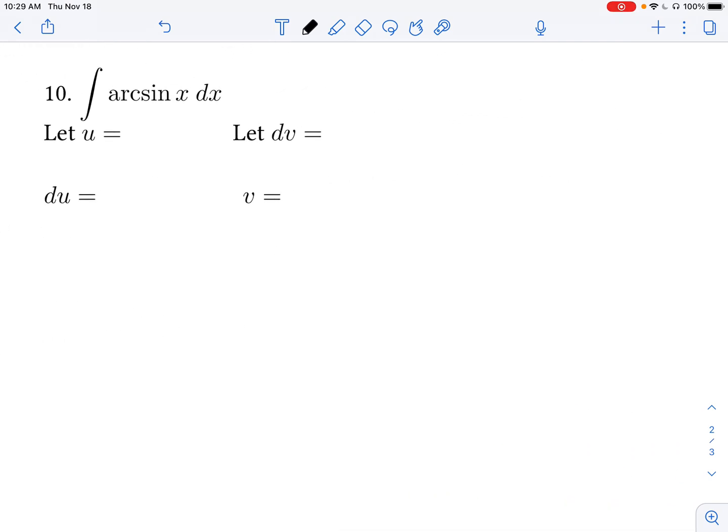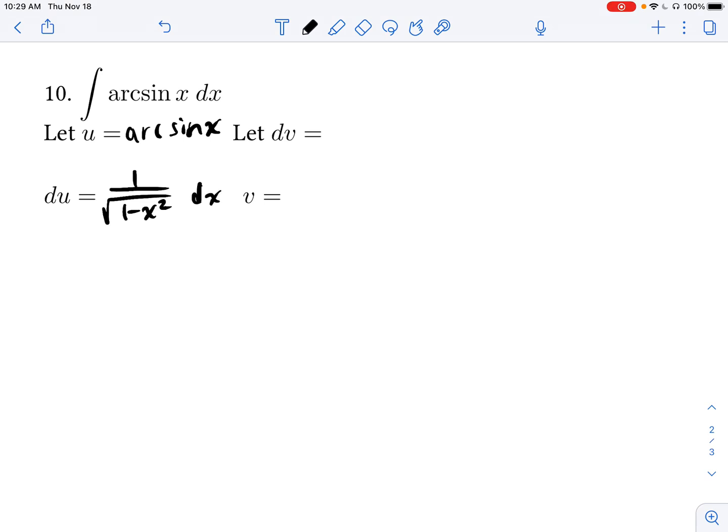Pause and think about this one. Which would make the most sense to have be our u? Well, in this case, hopefully you saw that it didn't really make sense to have arc sine of x be our dv here, because then we would have to integrate it. And the whole point here is that we don't actually know how to integrate this. That's why we're doing this problem. So we really don't have a choice other than to let u be equal to the arc sine of x. And fortunately for us, we actually know what that derivative is from our lessons in the previous chapter.